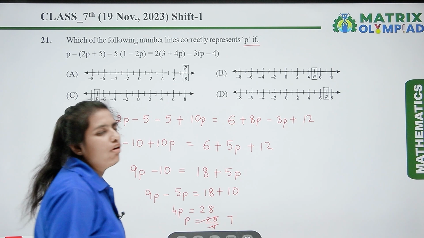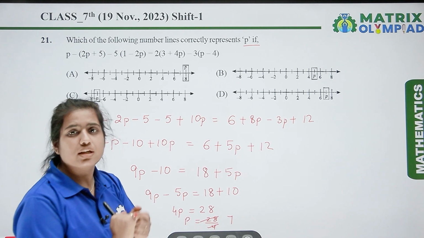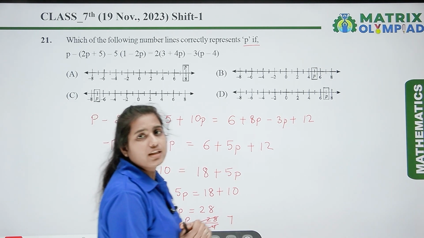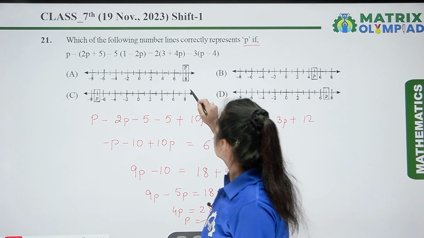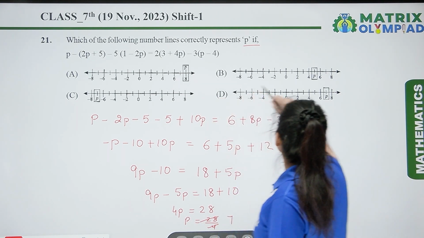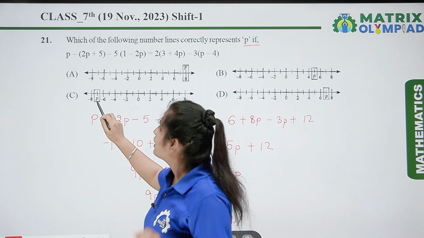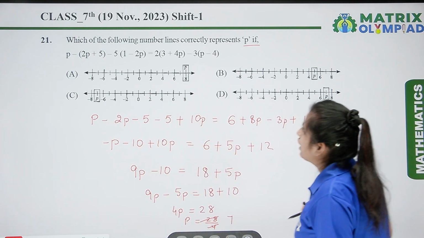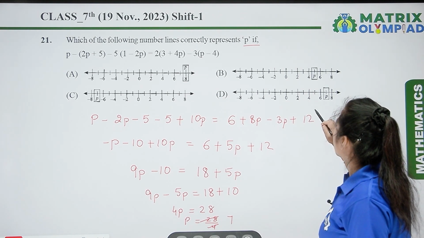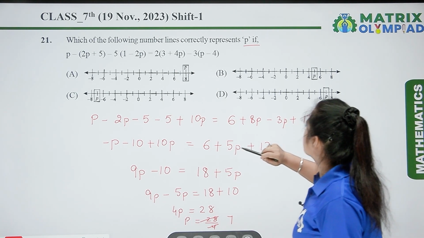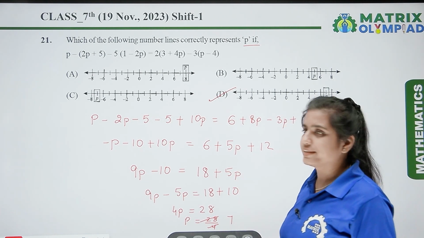So here the value of P is 7. So let's find out which option is the correct one which is representing the value of P. Here in option A it is 8. In option B the value of P is 5. In option C the value of P is -7. And here in the D option the value of P is +7. So here according to the question, option D is the correct answer.